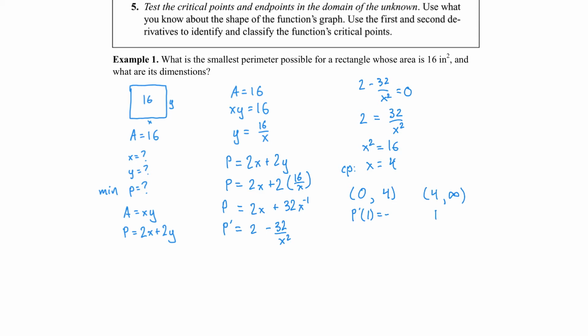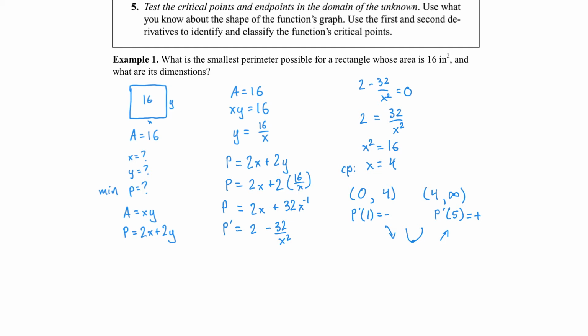And let's consider p prime of 5. And of course, if you do plug in 5, you're going to get 2 minus 32 over 25, which is less than 2. So this is going to be positive. So we decrease to increase. It would make sense that this is going to give us our smallest perimeter when x is equal to 4, because we switch from decreasing to increasing.